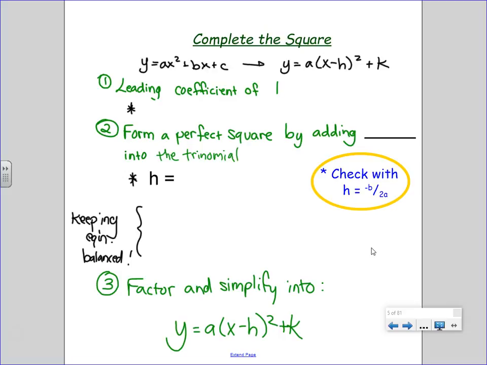So, leading coefficient of 1. In the general one up above, what was next to x squared? A. And if A is anything other than 1, the last example was a 1. It was easy. It already was a 1. We were good. But what if it's anything else? Look at the standard form. What happens with that A? It gets factored out. So, leading coefficient of 1, factor out.